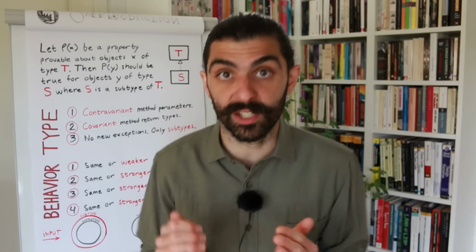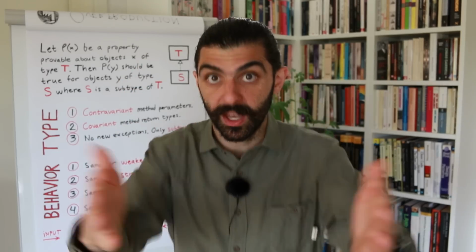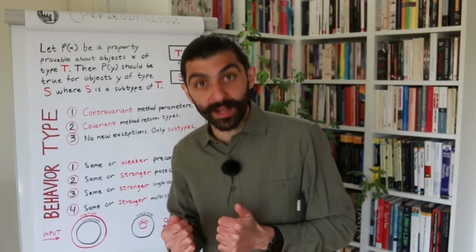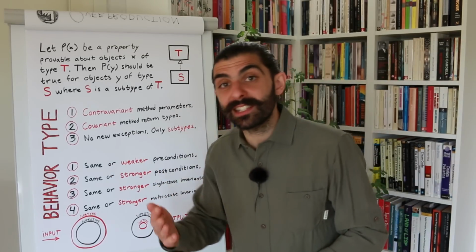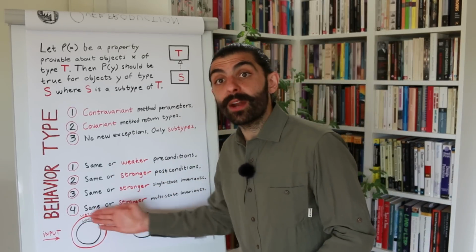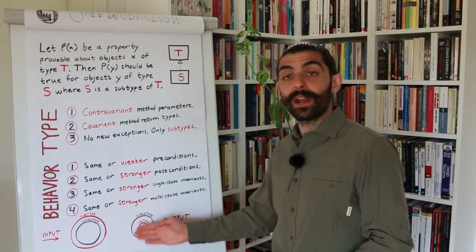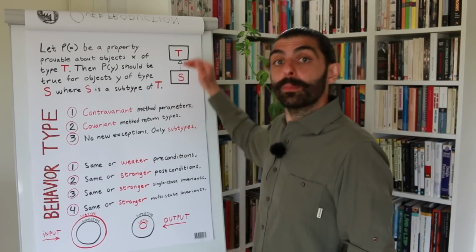Here's what the Robustness Principle says. Be conservative in what you do, but be liberal in what you accept from others. So we should make sure to not make mistakes ourselves, but we should forgive the mistakes of others. One way of thinking about the Robustness Principle is that it essentially says that we should be contravariant in input and covariant in output.